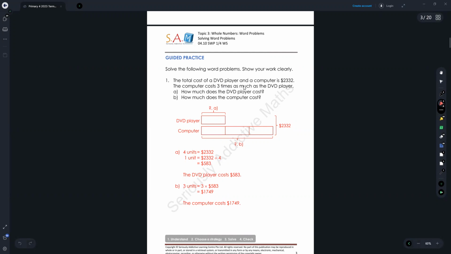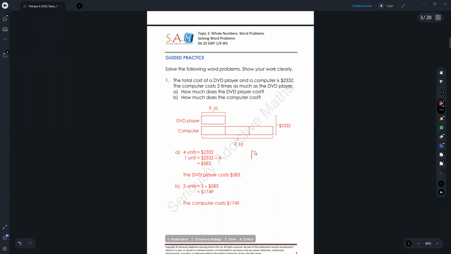For this question, the total cost of a DVD player and a computer is $2,332. So that's the total value. And then the computer costs 3 times as much as a DVD player. All right. So please do not use the answer key to teach them. I would like you to draw it out for them. All right. So computer costs 3 times as much as DVD player.